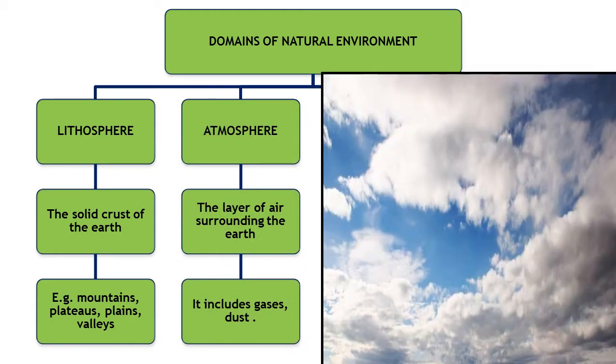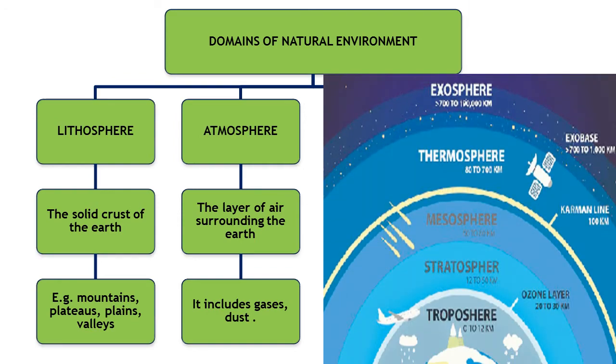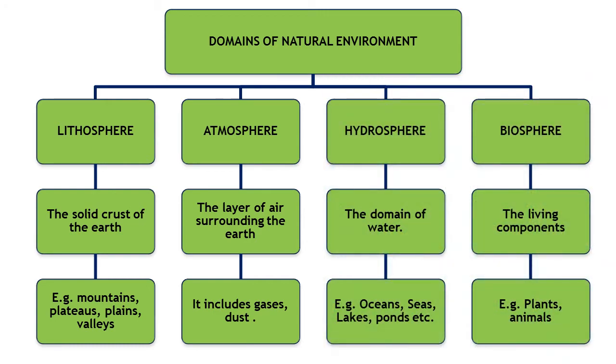Then comes the atmosphere. Atmosphere is the layer of air surrounding the earth. So the wind that blows, the gases like oxygen, carbon dioxide, nitrogen, etc., the dust, water vapor, all this can be seen in the atmosphere. Atmosphere has five layers about which we are going to study in geography lesson 5 of your book. And atmosphere even consists of the ozone layer which protects us from harmful rays and scorching heat of the sun. So atmosphere is a thin layer of air that surrounds the earth. It includes gases, dust, and even water vapor.